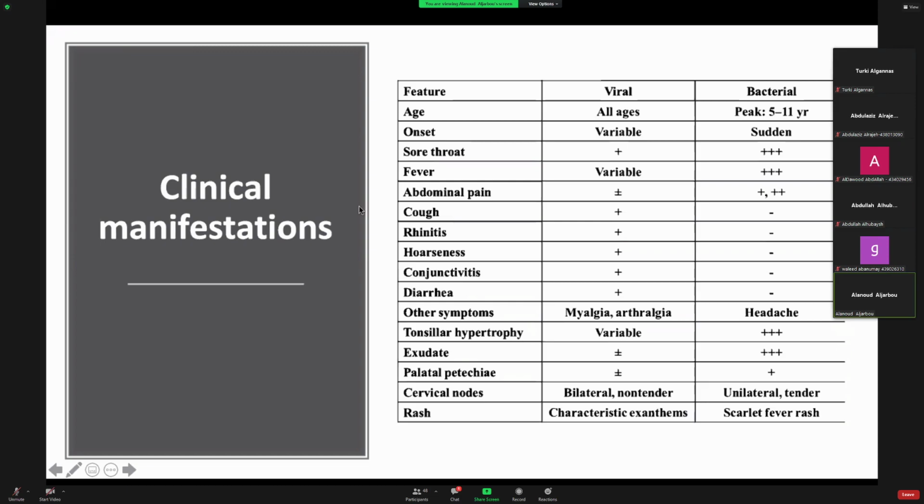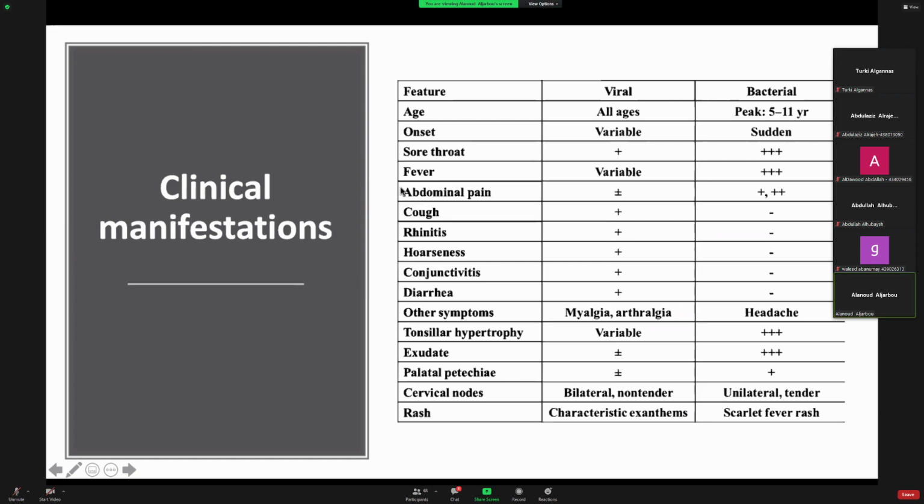For clinical manifestations, as you can see from the first cases, what are the differences between viral and bacterial? We'll start with the age. Viral can be any age, but mainly in children less than 3 years. Bacterial is school age. Group A is a school-age infection, with the peak at 5 to 11 years. The onset for bacteria is usually sudden. For viral, it's a variable onset.